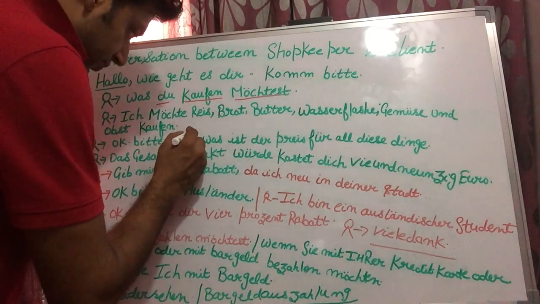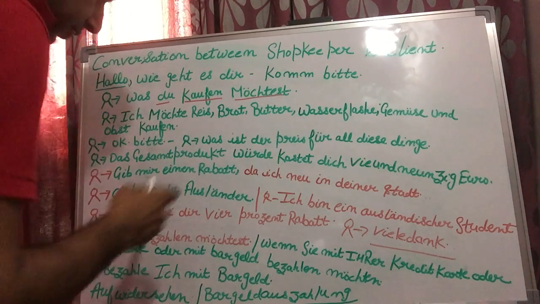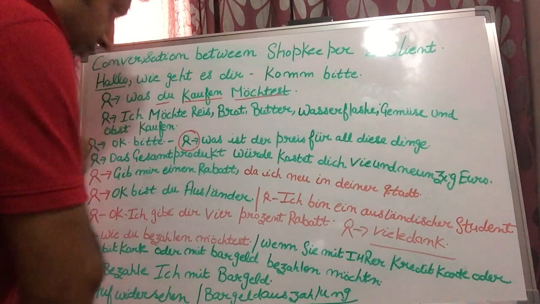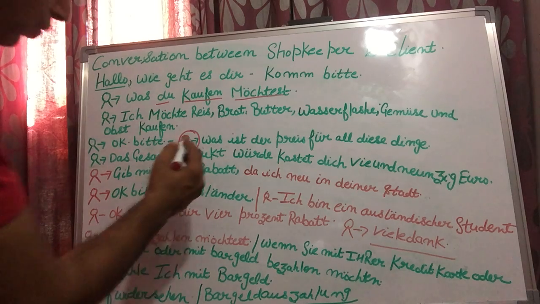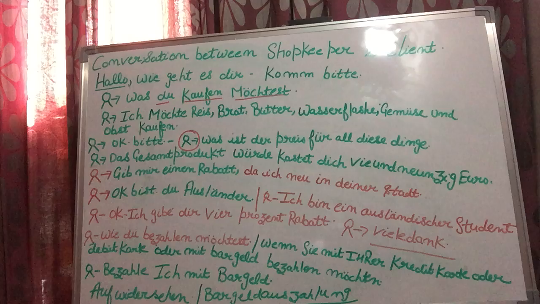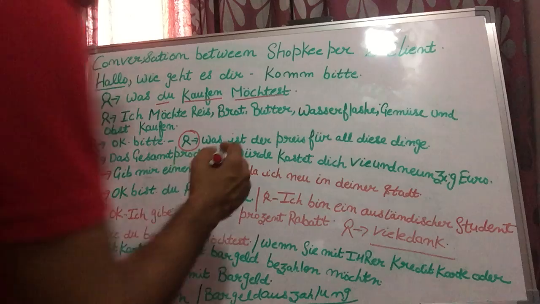Here, this is a client. Now the client will say, what is the price of all these things? What is the price? He's saying, what is the price of all these things? So what does he say? Was ist der Preis für all diese Dinge? Speak up. Was ist der Preis für all diese Dinge? Speak up. Was ist der? What is the price? Was ist der?